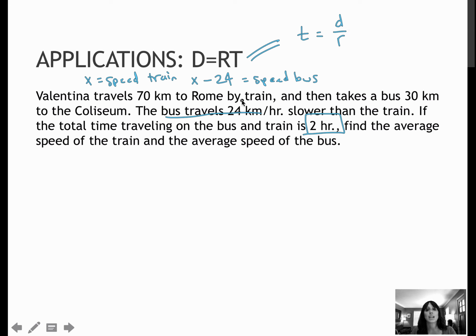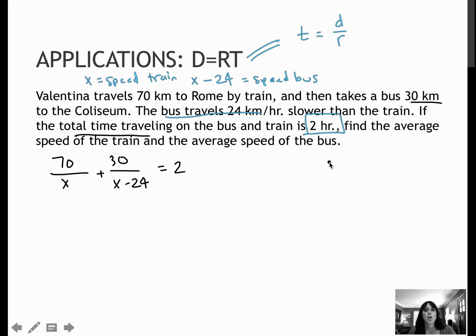So let's first look at the time on the train. The time on the train would be 70 kilometers, that's the distance, divided by the rate on the train, which is x. The time on the bus would be the distance on the bus, which is 30 kilometers, divided by the rate on the bus, which is x minus 24. I'm adding those because it says the total time traveling, which of course means time plus time, equals 2 hours.